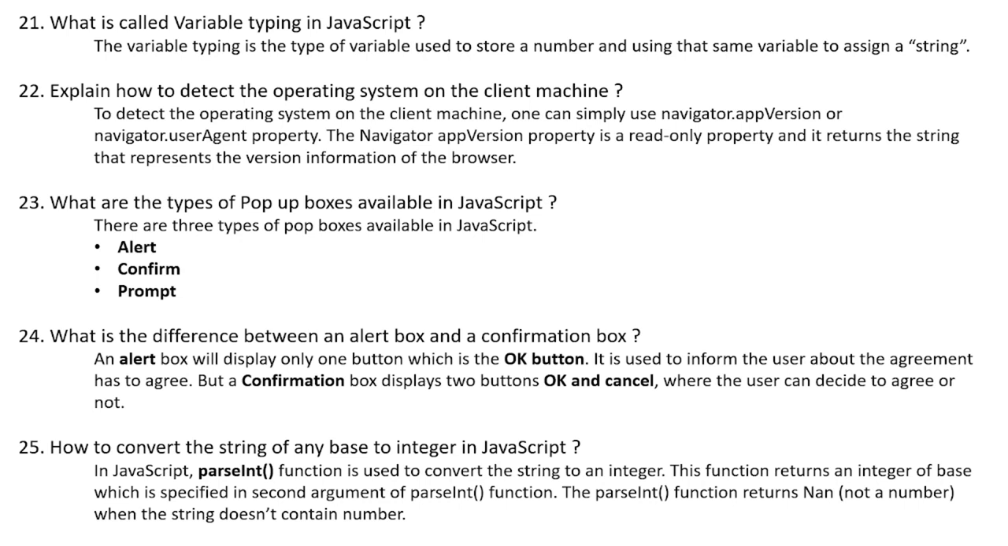Question 23. What are the types of pop-up boxes available in JavaScript? Answer. There are 3 types of pop-up boxes available in JavaScript. Alert. Confirm. Prompt.